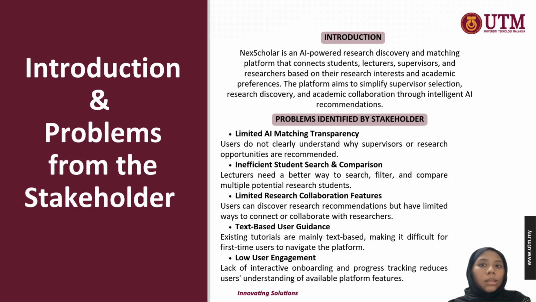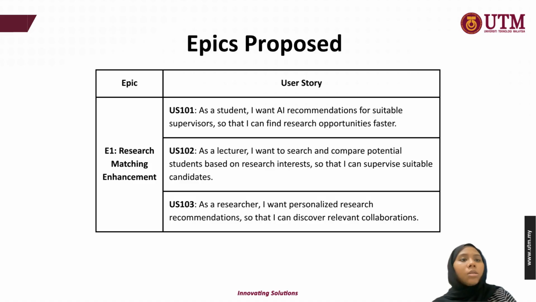So to address this issue, our team proposed 3 epics consisting of 9 user stories. So for epic 1, which focuses on research matching enhancement, we propose 3 user stories to improve AI supervisor recommendations, student search and comparison, and personalized research recommendations. And in this presentation, I will be explaining user story 101 and 102.